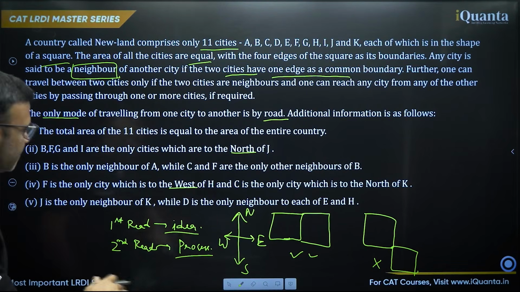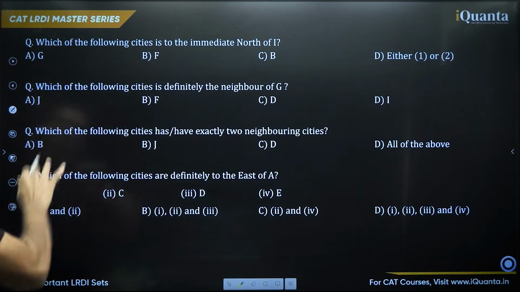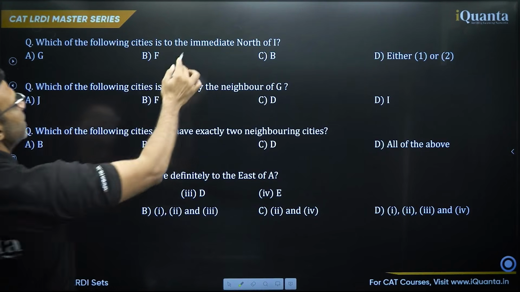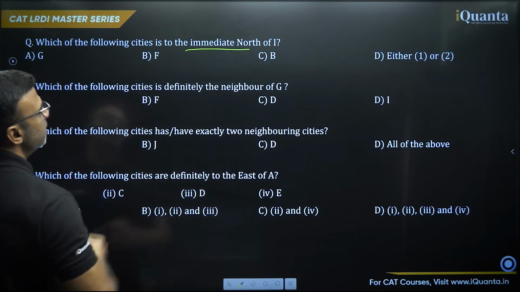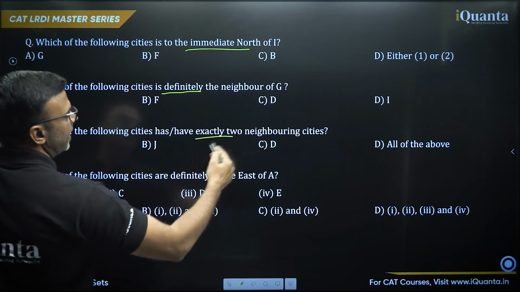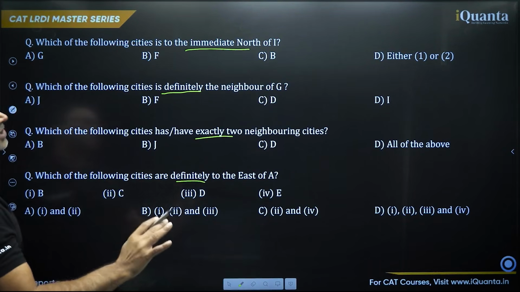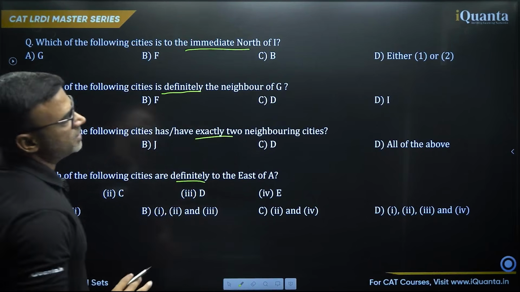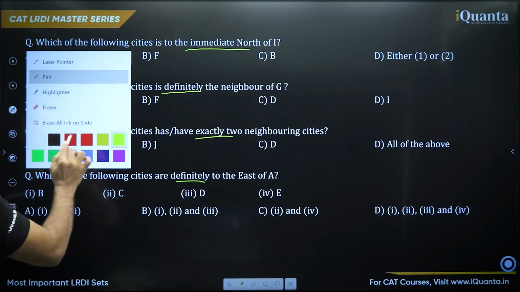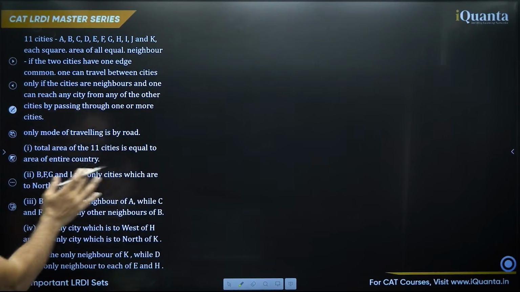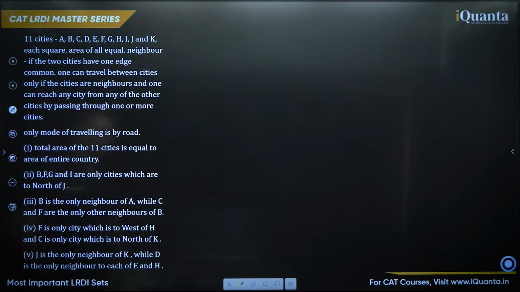Now we have less space. Also take a look at the questions. If you read the questions, they ask about immediate north, definite position, and so on. So we need the proper positioning arrangement, then only we'll be able to answer these questions. So what I've done is I've taken the same information here in a little less space so that we have more space to work, and while second reading we'll start solving.